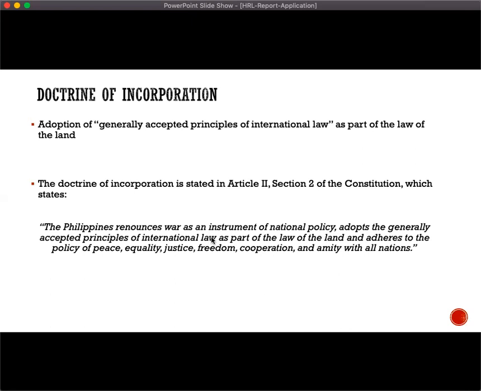The doctrine of incorporation is also indicated in our Constitution through Article 2, Section 2, which says that the Philippines renounces war as an instrument of national policy, adopts the generally accepted principles of international law as part of the law of the land, and adheres to the policy of peace, equality, justice, freedom, cooperation, and amity with all nations. So insofar as international laws are concerned, the doctrine of incorporation is primarily applied in Article 2, Section 2 of the Constitution.